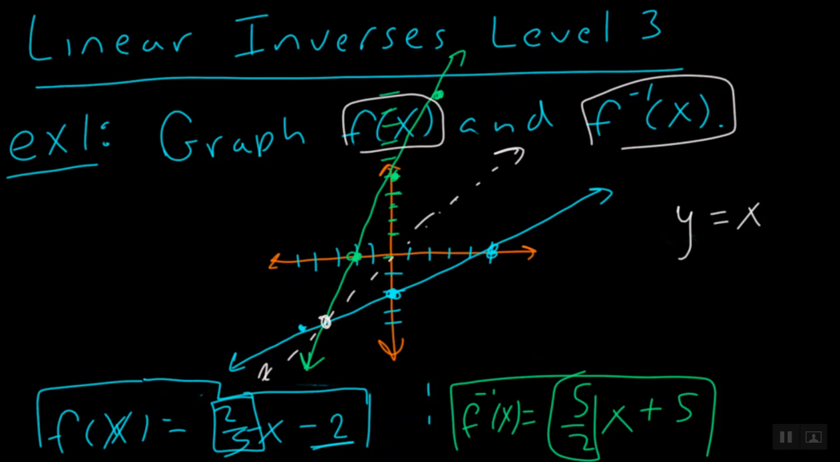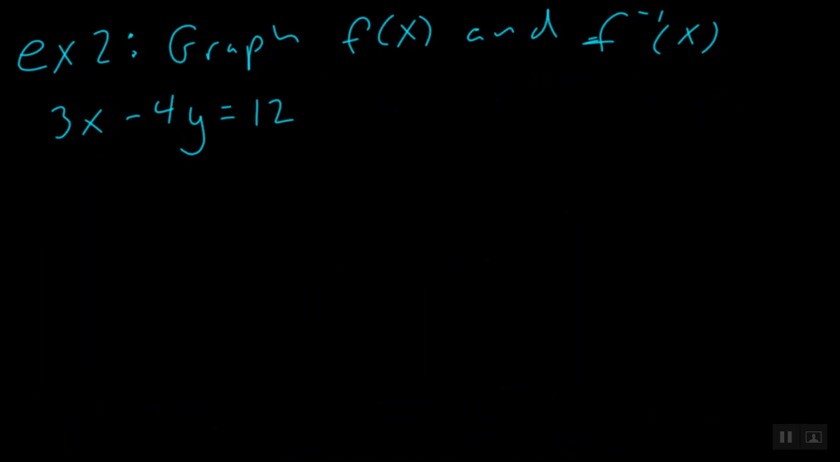Alright, I'm going to go ahead and do one more of these because I know these are a little bit tricky. And so let's go to example 2. Okay, in example 2, we were asked to graph f of x and f inverse of x. And notice that we have 3x minus 4y is equal to 12. Now, if I'm going to write the inverse of that, well, instead of 3x, I'll write 3y minus 4x is equal to 12. Remember, I take my x and my y and I flip them.